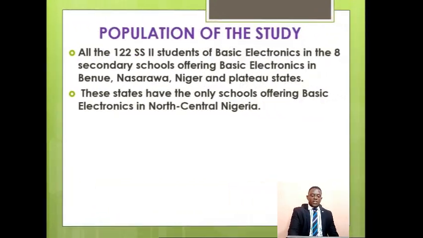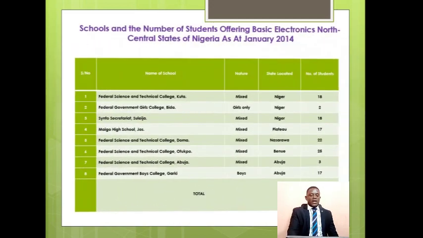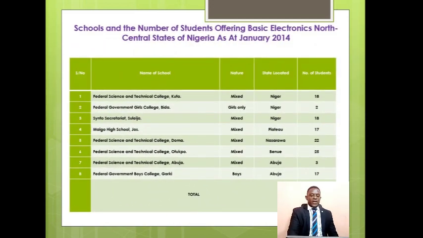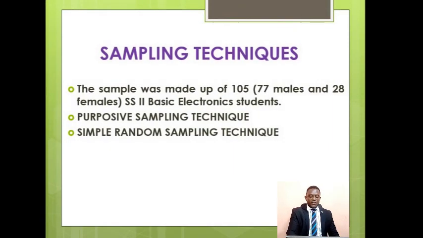The area of the study may not be that of importance to you, but if you must know, it's already captured in the title, which is the North Central Zone. I will not waste too much time on that. The population of the study comprised 8 secondary schools. I wouldn't be wasting too much time on that. So this is the list of the schools that were involved in this study.